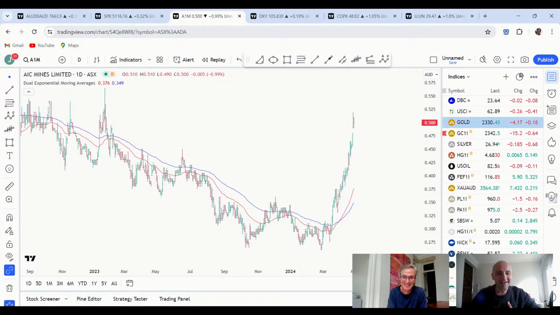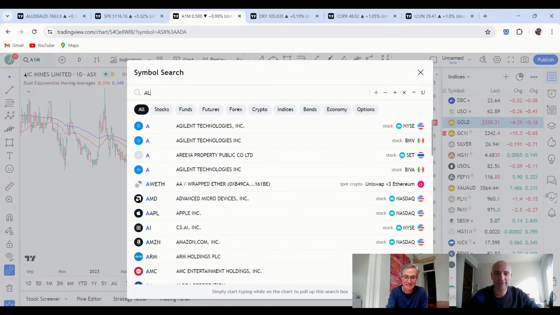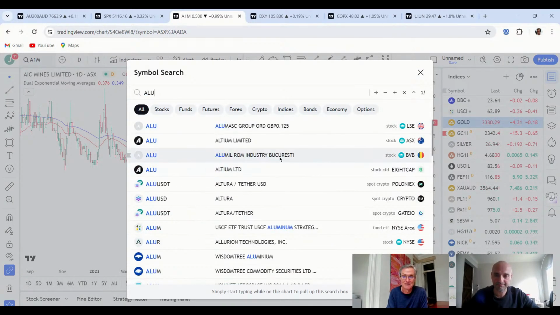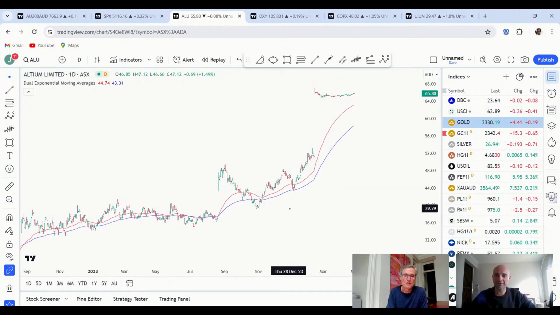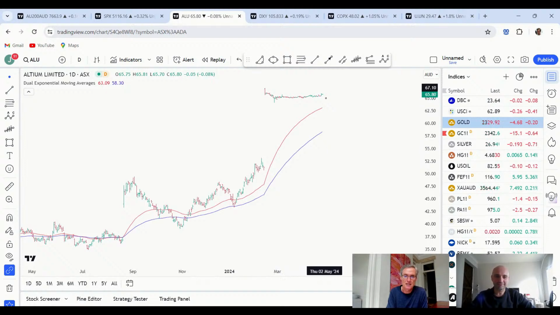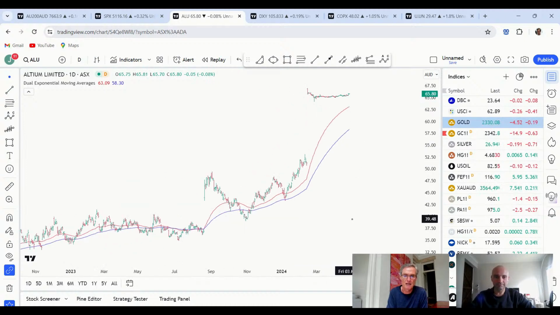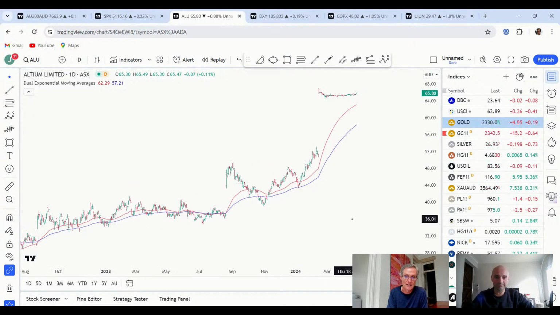Hey, let's have a look at ALU in a tight price range here. It's super tight. Well, this one's under takeover, so I don't think there's anything to do here unless something changes with the takeover. That's my understanding. I'm pretty sure it's under takeover, so I don't think there's anything to do here. All right, leave that one alone. It was just an example.